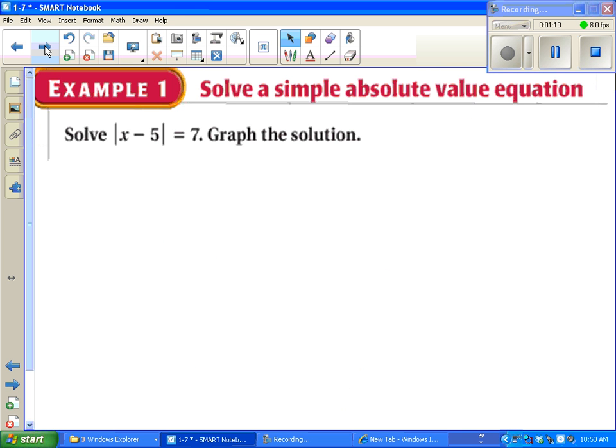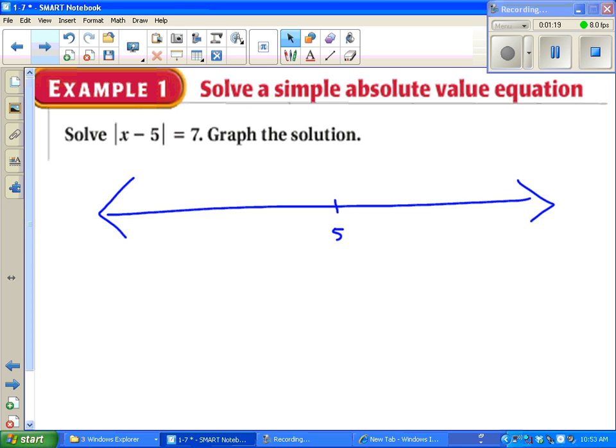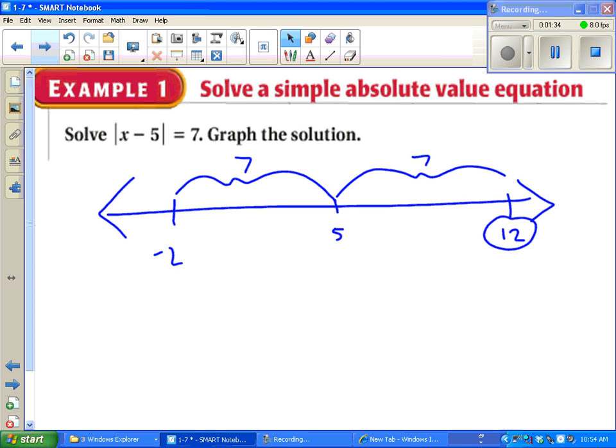So the absolute value of x minus 5 equals 7. Graph the solution. What that really means is we want to start at 5 and go 7 in each direction. That way we get 12. The other direction, if we go that many units, 7 units, we get to negative 2. So there's our two solutions, negative 2 and 12.